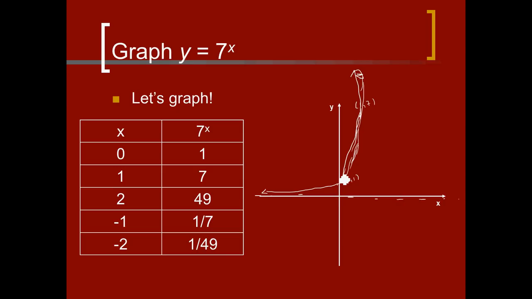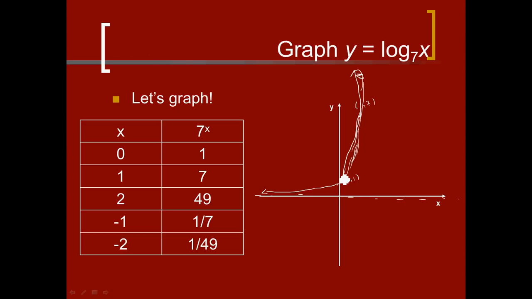If I don't actually want you to graph 7 to the x, instead I want you to graph log base 7 of x. If I already have this table, because I can very quickly evaluate 7 to the x, 7 to the 0, 7 to the 1, 7 to the 2, blah, blah, blah, I very quickly know how to do this. All you have to do is what? Switch them, baby.